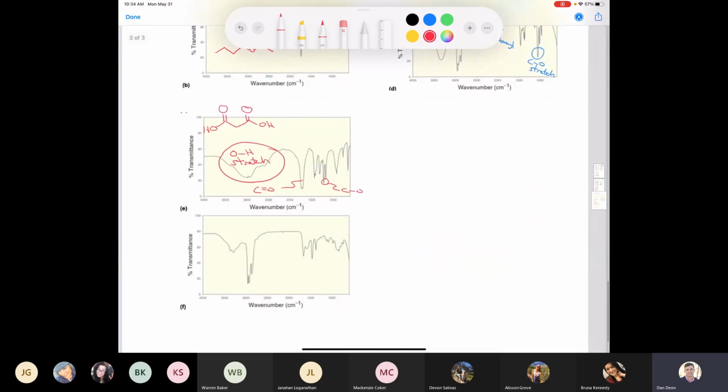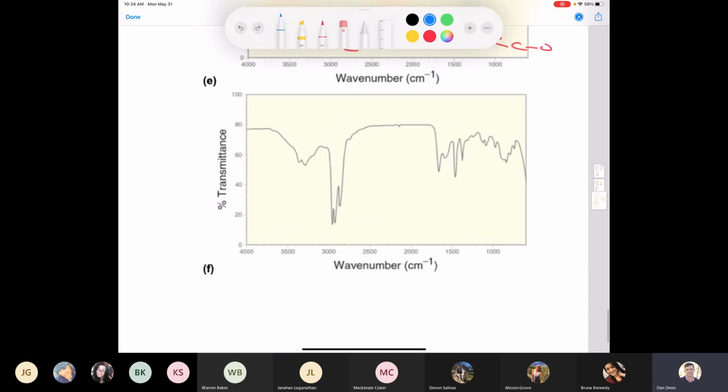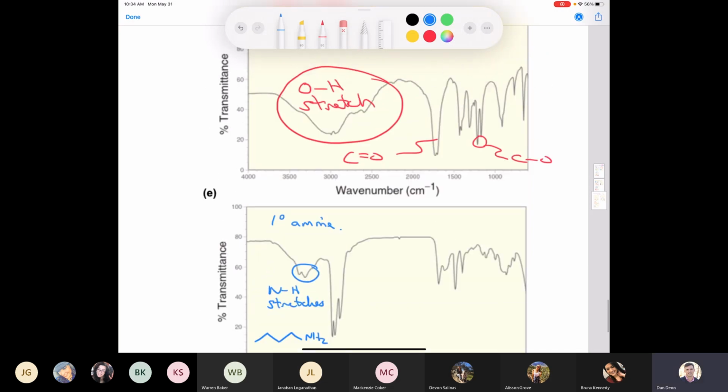Which one would be the amine? Must be this one down here, right? This would be a primary amine. That's right, because we've got two peaks here. So this is a primary amine. Yes, absolutely. So these are the NH stretches. Okay, so we could draw in the amine. So which is this guy. Okay, there we go.